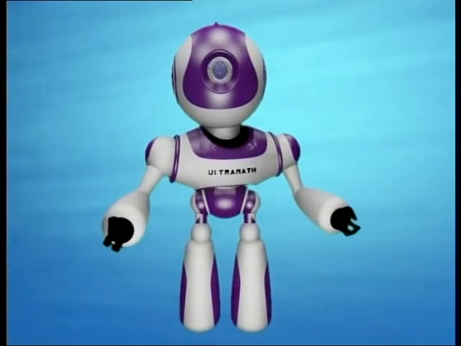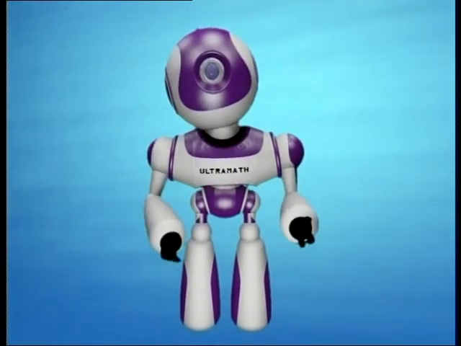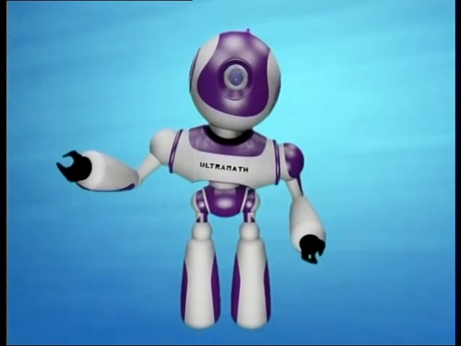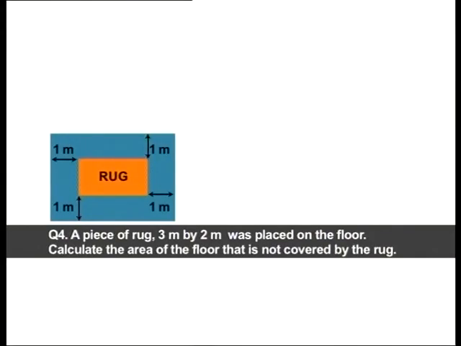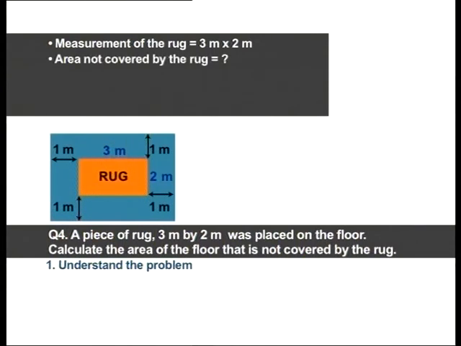Let's do another one. A piece of rock 3 meters by 2 meters was placed on the floor. Calculate the area of the floor that is not covered by the rock. Let us use this guideline. First, understand the problem. The measurement of the rock is 3 meters by 2 meters. Find the area that is not covered by the rock.